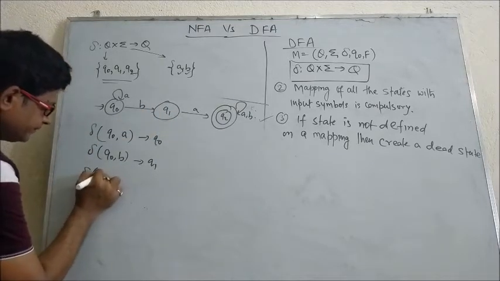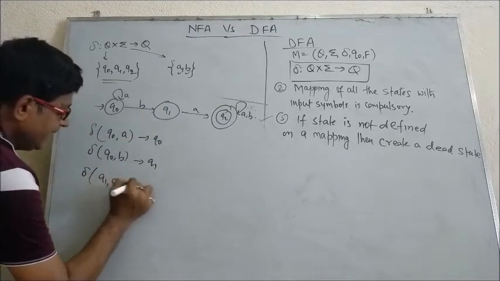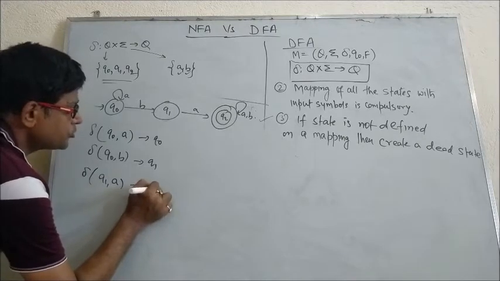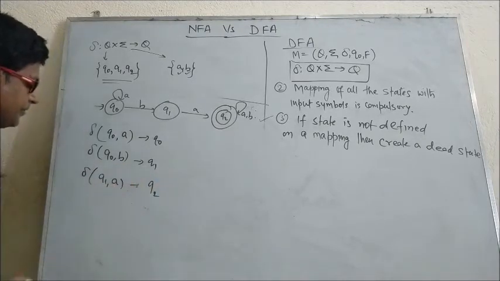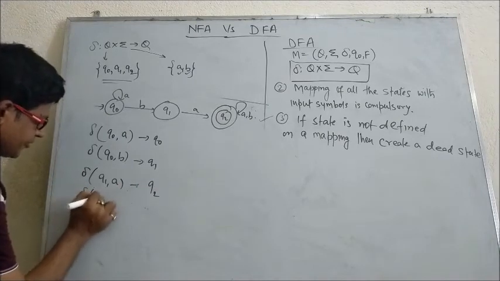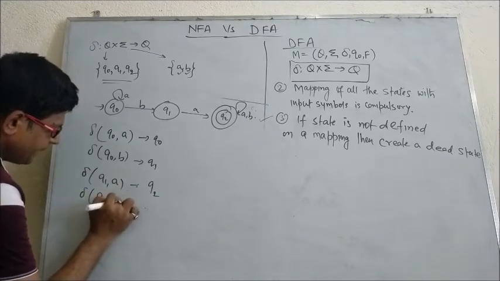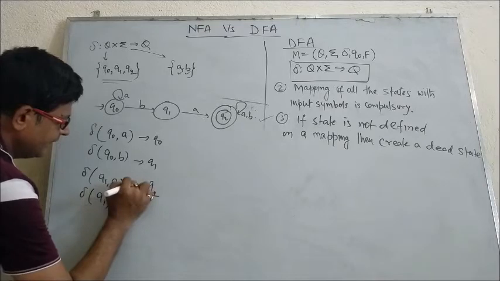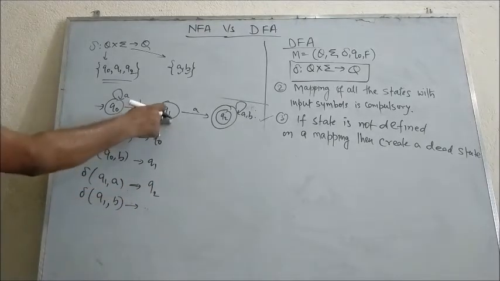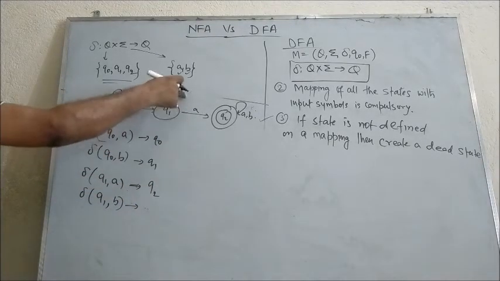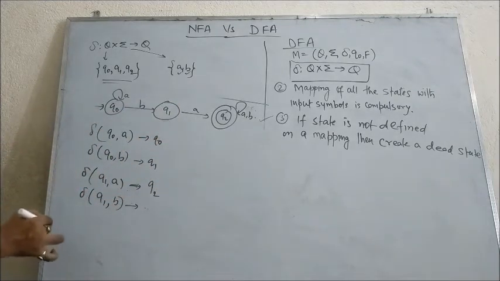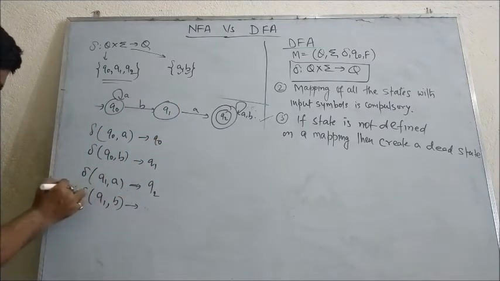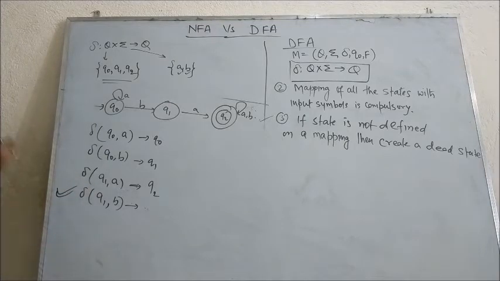Okay, next, on Q1, by giving A I am reaching Q2, right? It is not A2, it is Q2, right? And transition on Q1 by giving B: on Q1, while giving B I am not able to reach any state, right? So please take this into account. Okay, fine. Next I will resolve this problem.